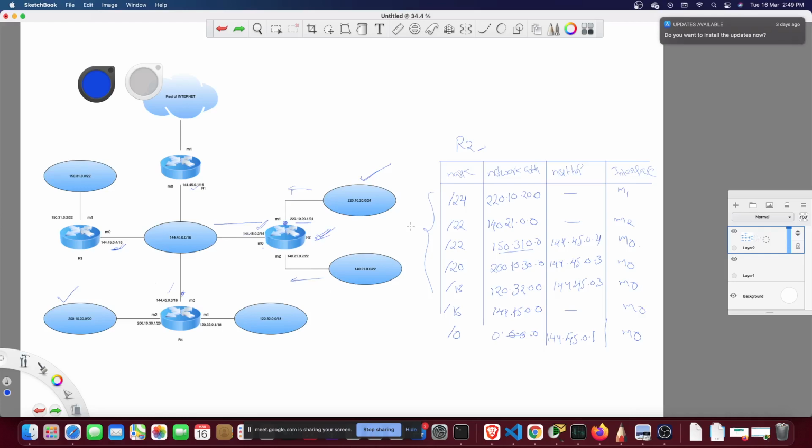Okay, so for that reason, there are primarily two types of routing: static routing and dynamic routing. This is classified based on how the routing table is configured. If we configure the routing table manually, we call that static routing. And if we do that dynamically using routing protocols, where the router learns by itself, in such a case we call that dynamic routing.